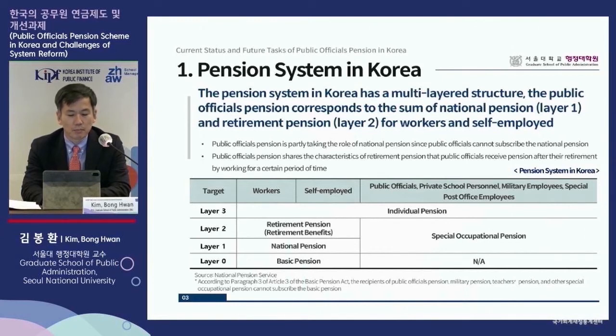And the public officials pension, which is here in the box, is a specialized occupational pension, actually a mix of layer 1 and 2. For the general public, people join national pension as layer 1, and then they have a retirement pension from their employer. But in Korea, public officials are prohibited to join national pension. So public pension actually includes both national pension and retirement pension characteristics, and this makes confusion in how to recognize public pension liability in Korea.